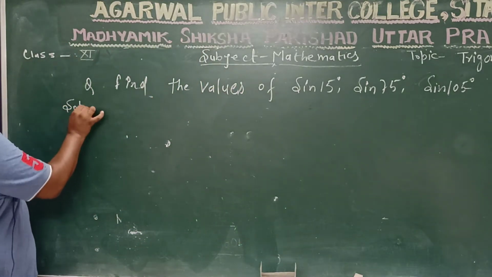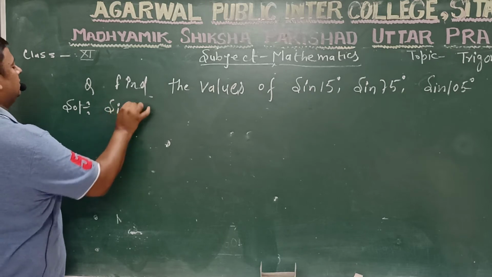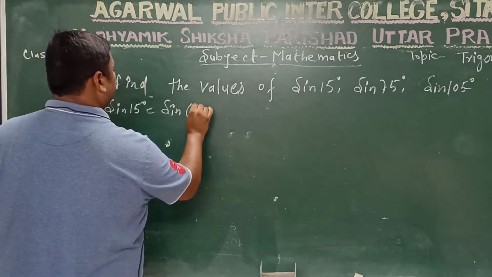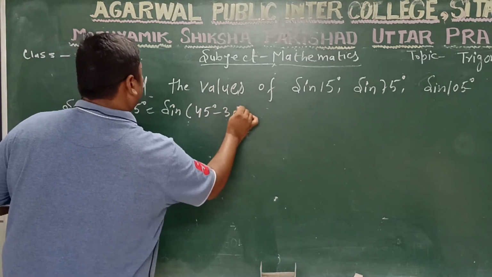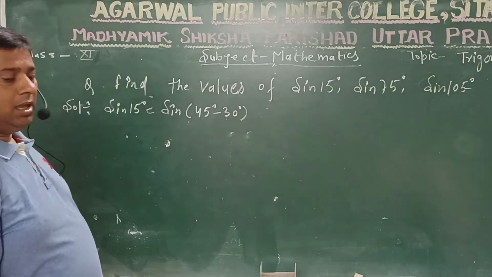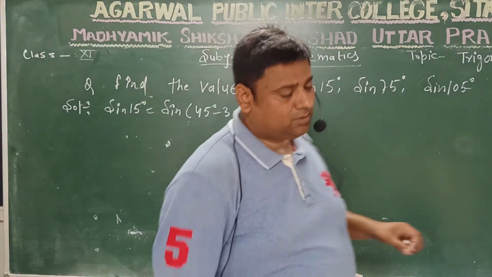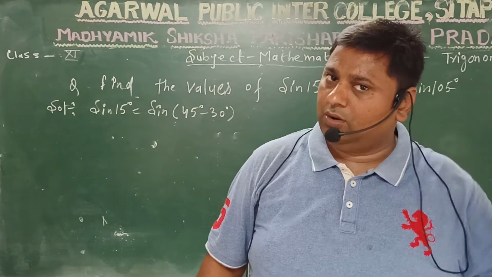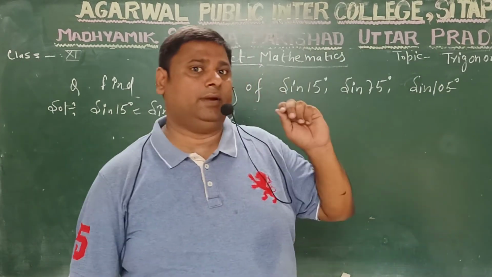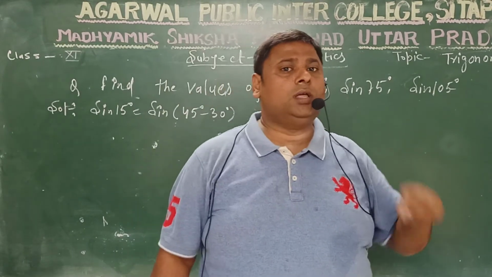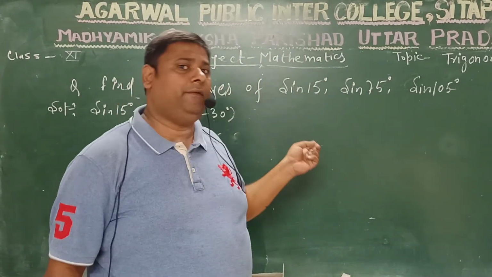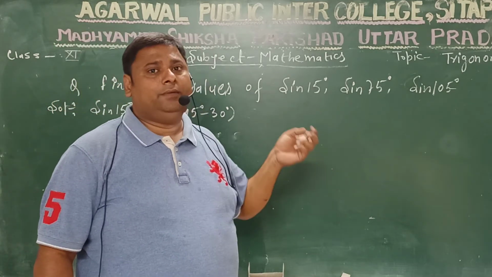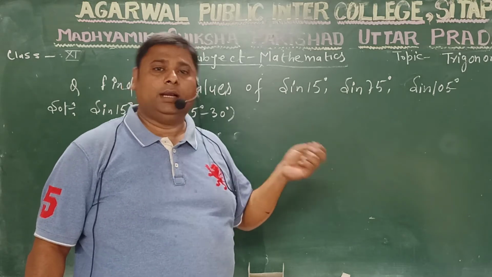Solution: sin of 45 minus 30. Always remember, my dear students, when we have to find the value of 15 degree, 75 degree and 105 degree, we have to use only and only the A plus B formulas. In another sentence, we have to use sum or difference formulas of trigonometry.